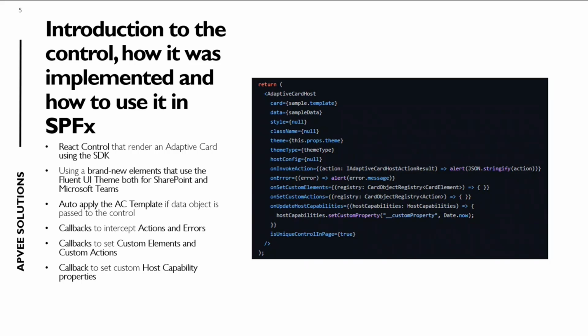Another good part is some callbacks to add custom elements and custom actions, because Adaptive Card is open. If you want to create new elements, you are able to, and then you have to register this new element or action inside the Adaptive Card SDK object. This control provides some callbacks to register new card elements and new card actions. And there is another callback to inject some custom properties inside the host capability object of the adaptive card. For example, if you want to pass a specific property to all the actions or all the elements of the adaptive card that you want to render, you are able to use the host capability and then set your custom property with the proper value.